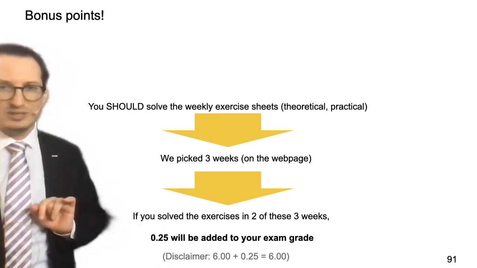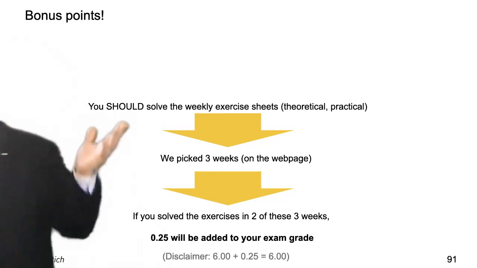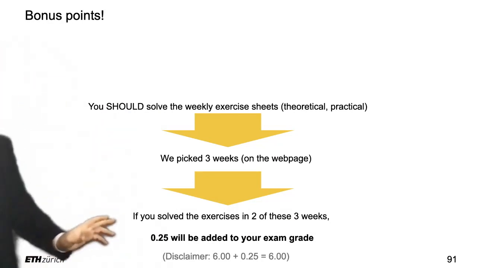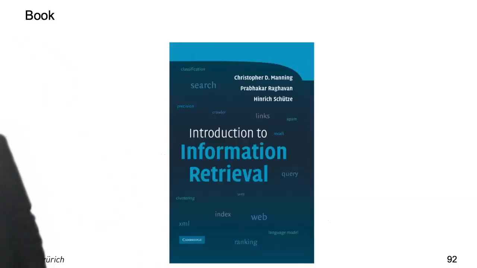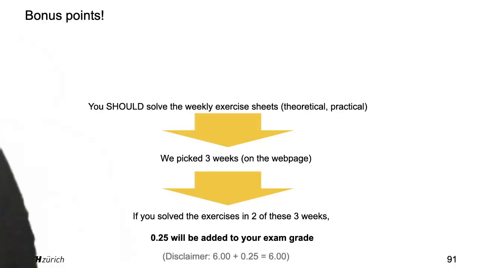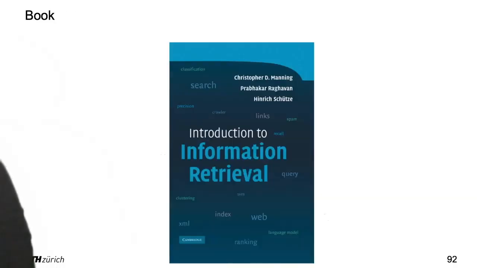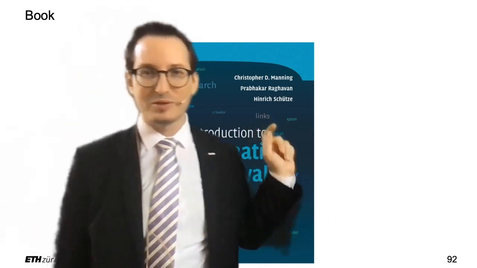Then it's added to the exam grade, except if you have a 6, which of course I wish to you, but if you have a 6, you're not going to get a 6.25, right? It's still going to be a 6. Okay, but I think if you have a 6, you're going to be so happy anyway. That's okay. So this is the book Information Retrieval that we are going to use.